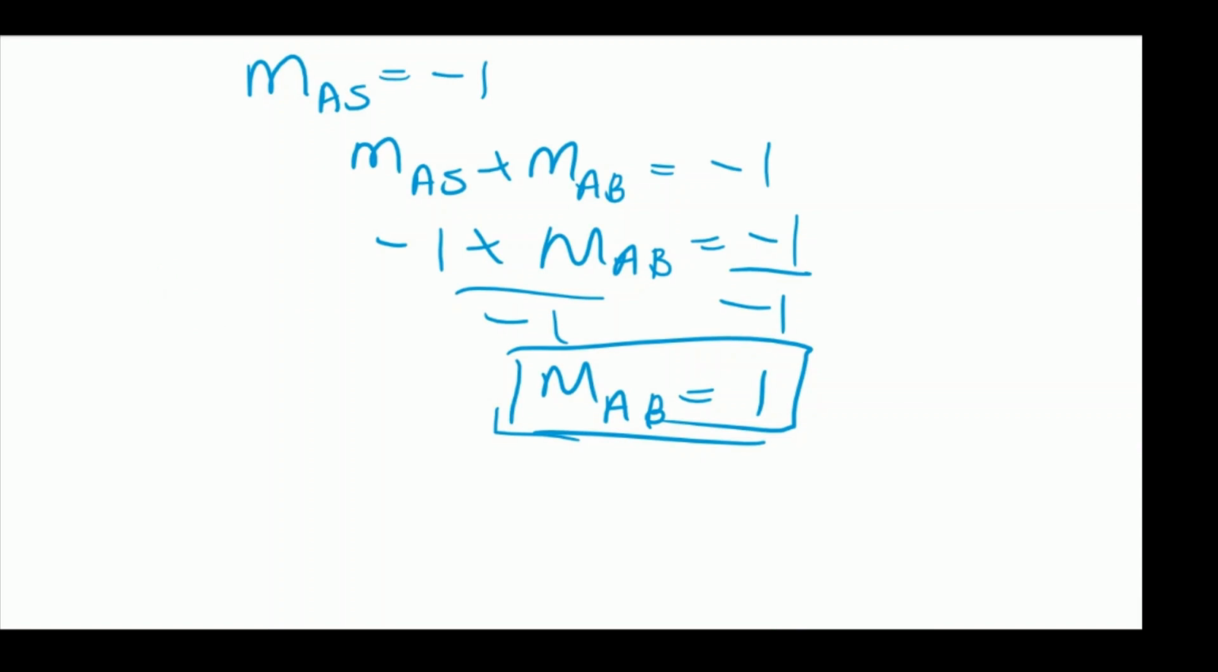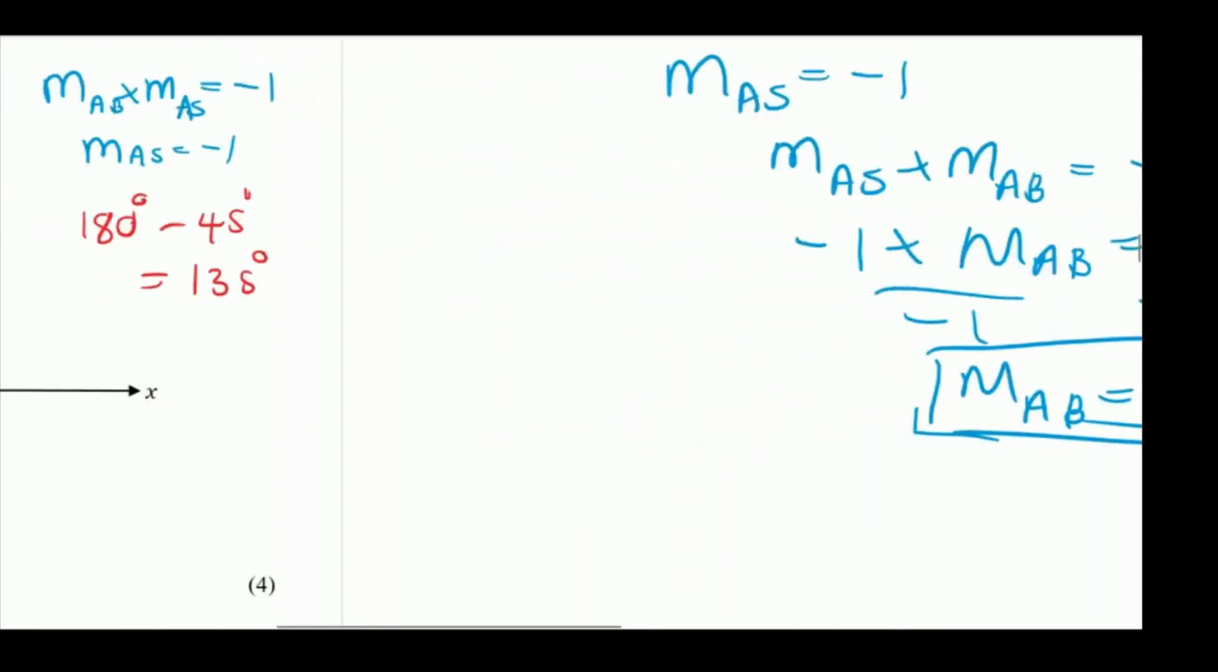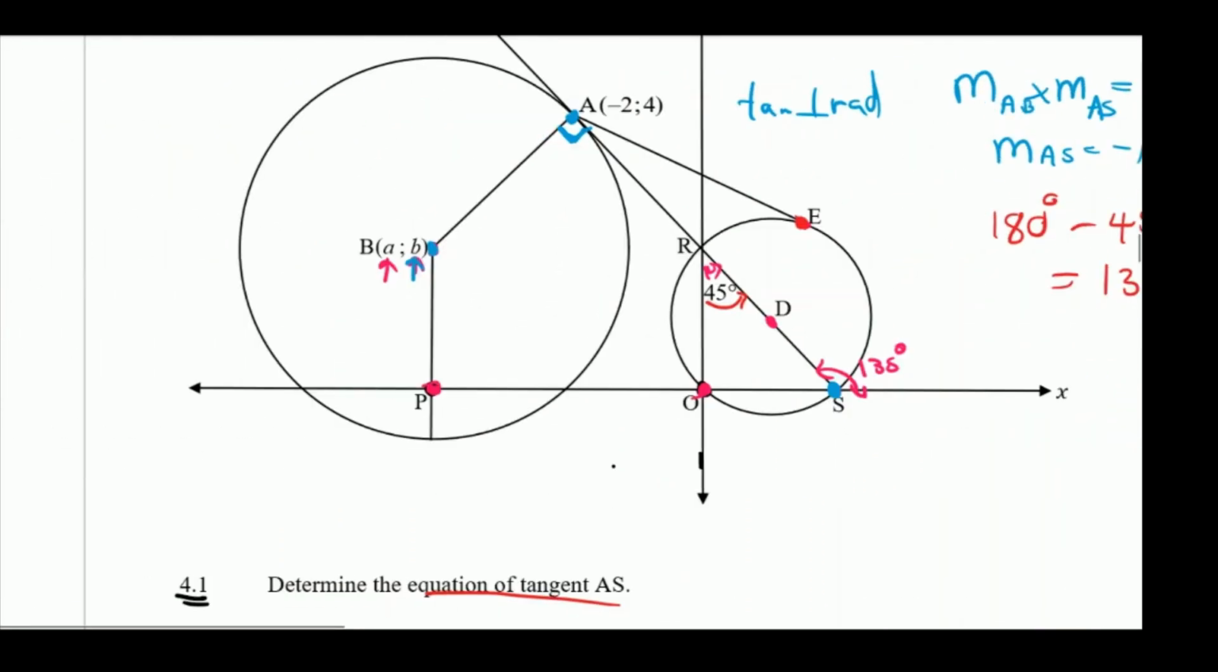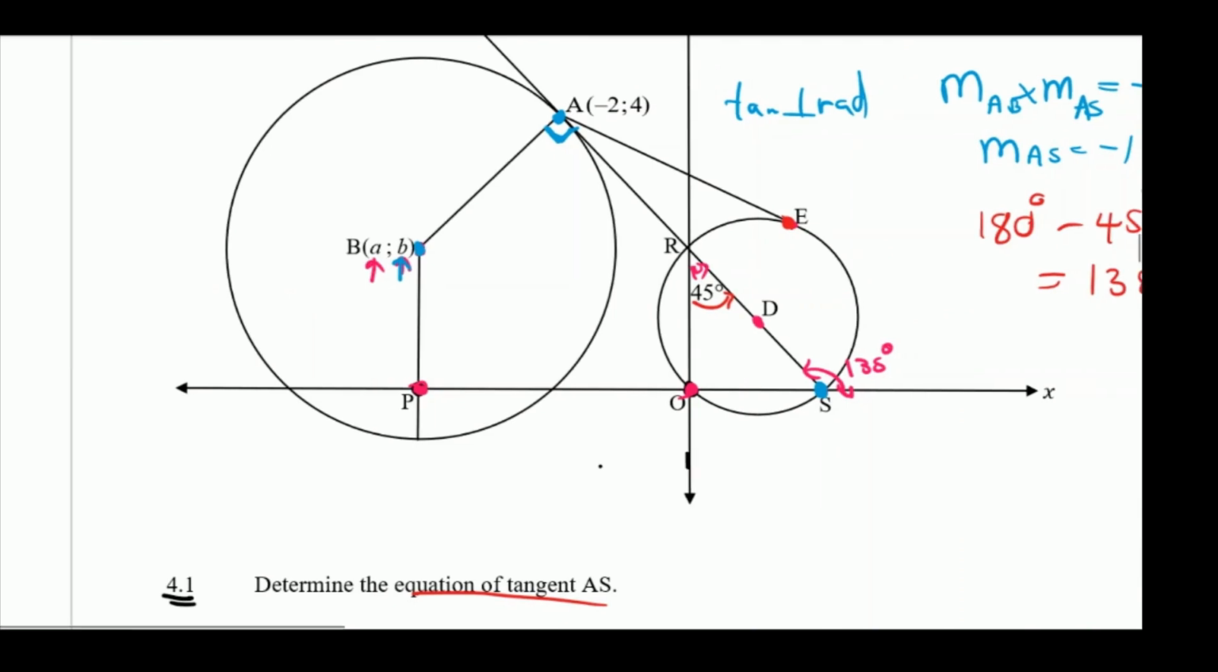So we know the gradient. The whole idea of finding the gradient is so that we can use it in the equation of the gradient, which is m equals change in y over change in x, right? The reason I am using that is because we're going to use these two points here, this point of b and this point of a, and we already know the gradient of these two points.